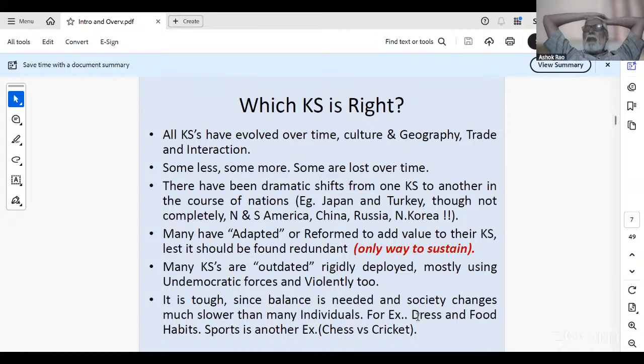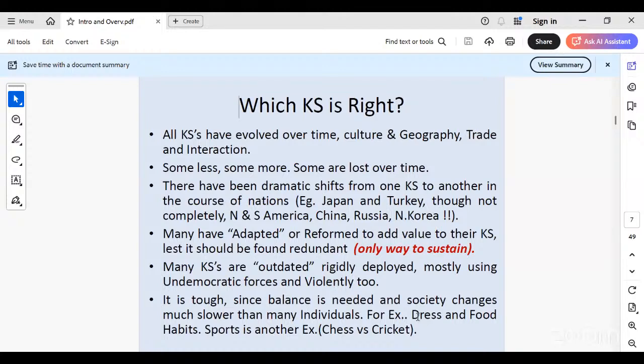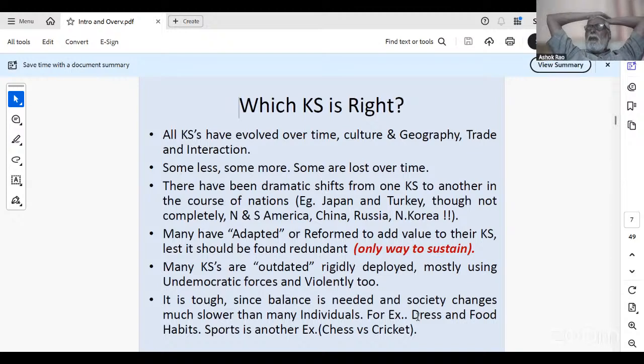North and South America was completely indigenous knowledge till around the 16th century. And North America became completely Western knowledge in 200 years. South America is now partly Westernized. China changed from a Buddhist dominated, Confucius, Taoism, all a mixture of that, to completely materialistic, Marxist material philosophy from 1950. Russia also changed up and down. North Korea now, one knows that it is a one-man knowledge system.